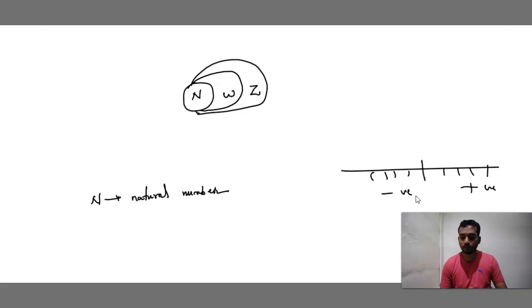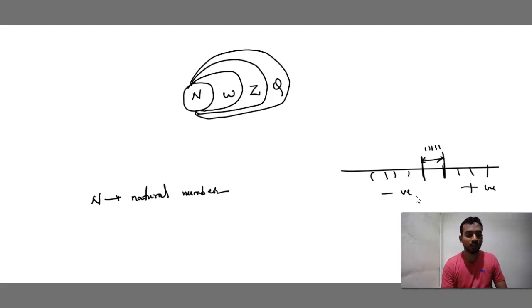Again between these numbers, you can see certain numbers are present, right? Those are nothing but fractions. Understood? Again between two integers, between two numbers, we can find fractions. So what is Q? Q is nothing but fraction. Now this set of all these numbers together, natural number, whole number, integer and fractions together, we call it real number.